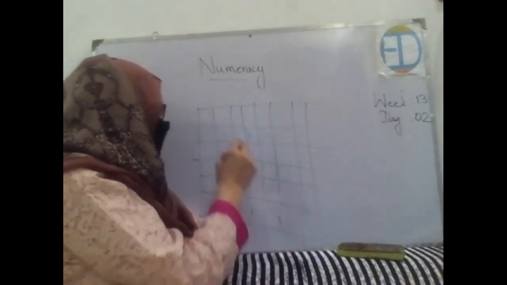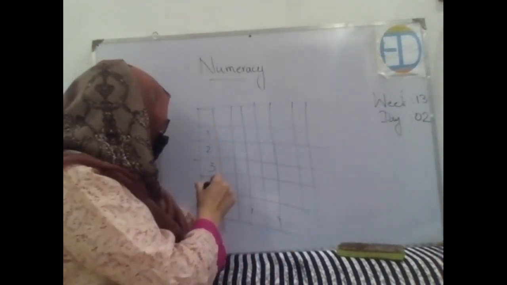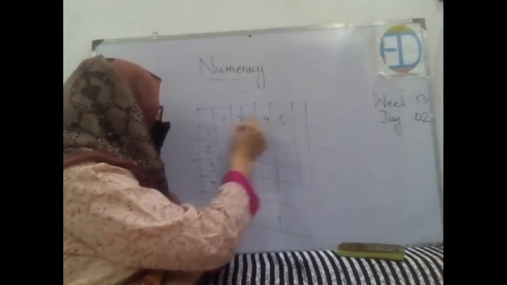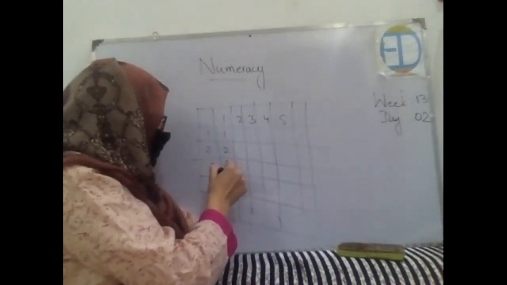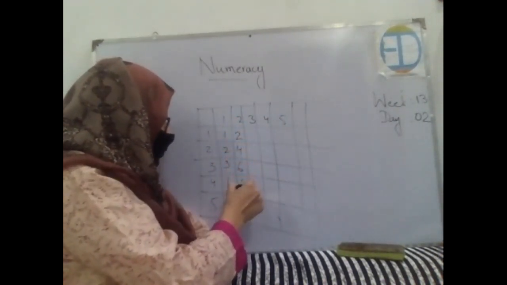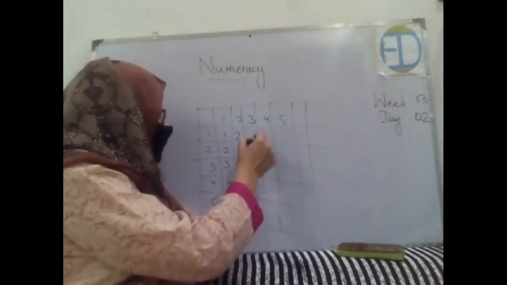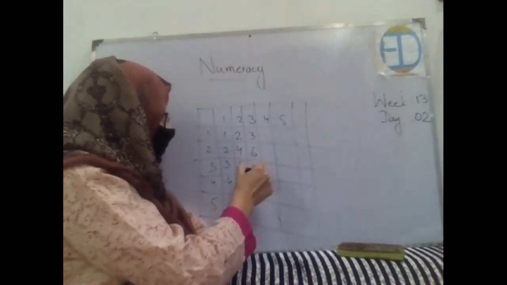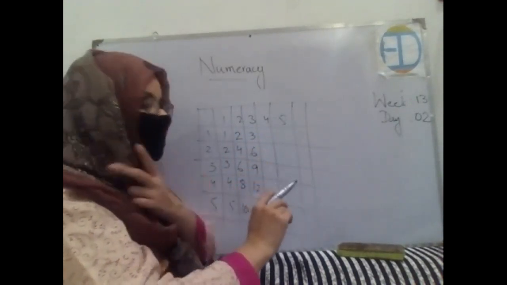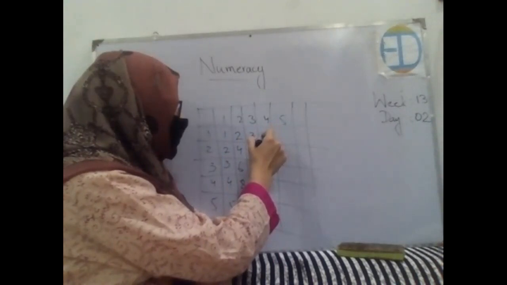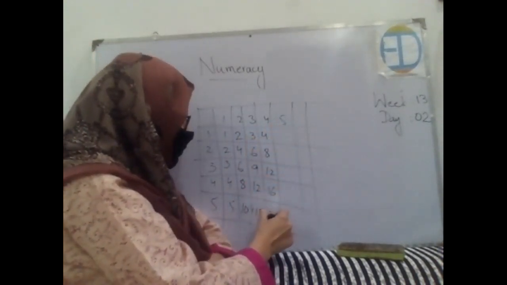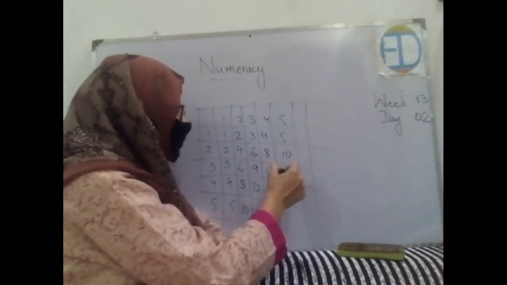Okay, we are making just till now 1 2 3 4 5. Now write the table of 1 over here. Write the table of 2 over here. Write the table of 3 over here. Are you getting this? Okay, great. 4. And the table of 5.